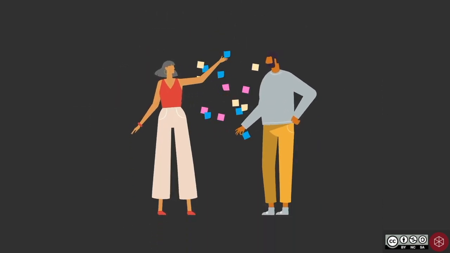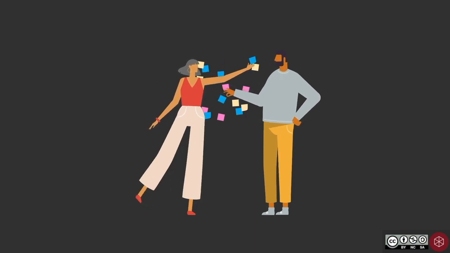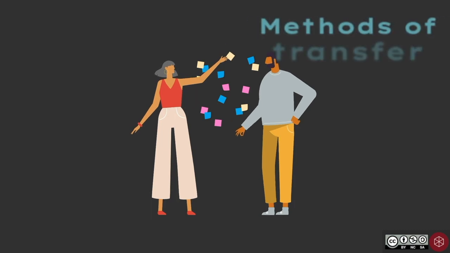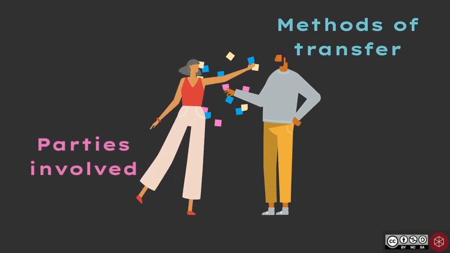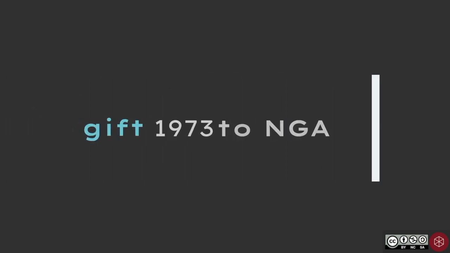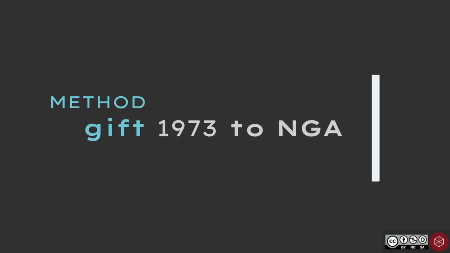Here at the Provenance Lab, we have created a set of categories to help identify different spans in provenance texts, from methods of transfer to the parties involved. Let's take our previous example, Gift 1973 to NGA. Since the word gift represents a method of transfer, we have assigned it the span category of method.